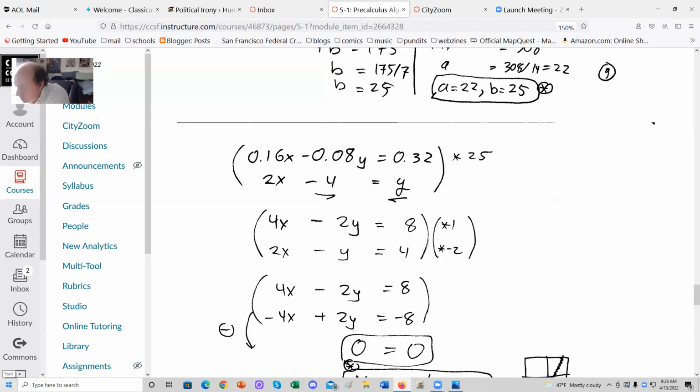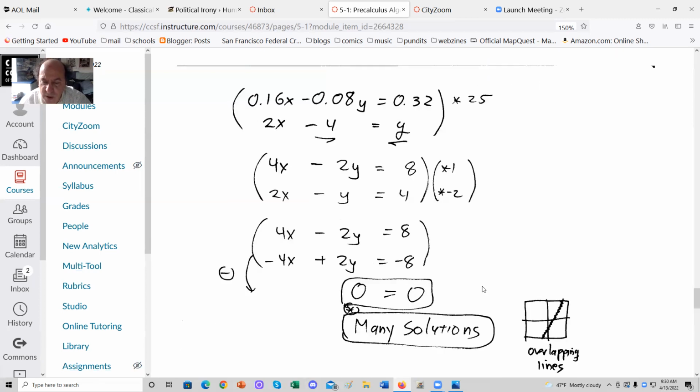Excuse me. This is page 10. Add equations. My apologies. I'll change that in the canvas. So 4x minus 2y equals 8, and negative 4x plus 2y equals negative 8. When you combine by adding, that should be a plus, not a minus.